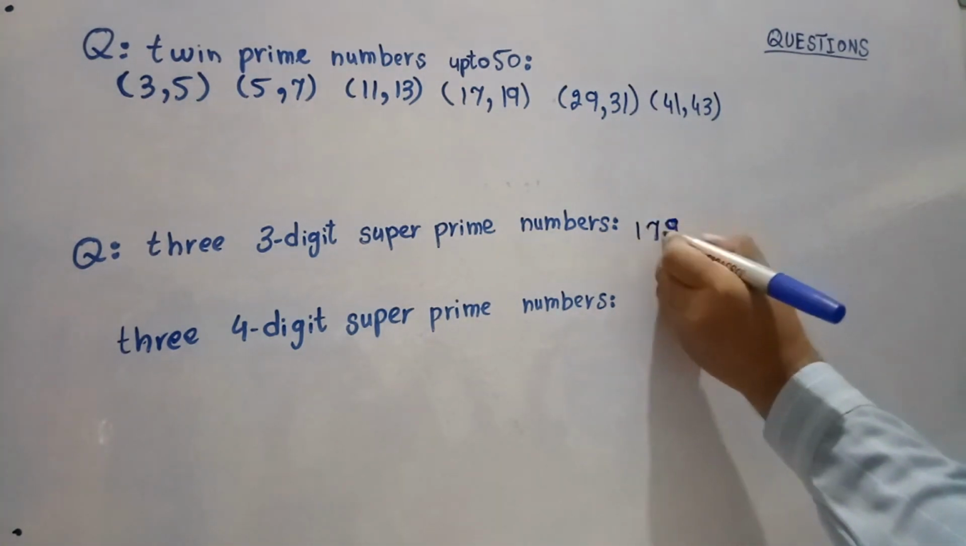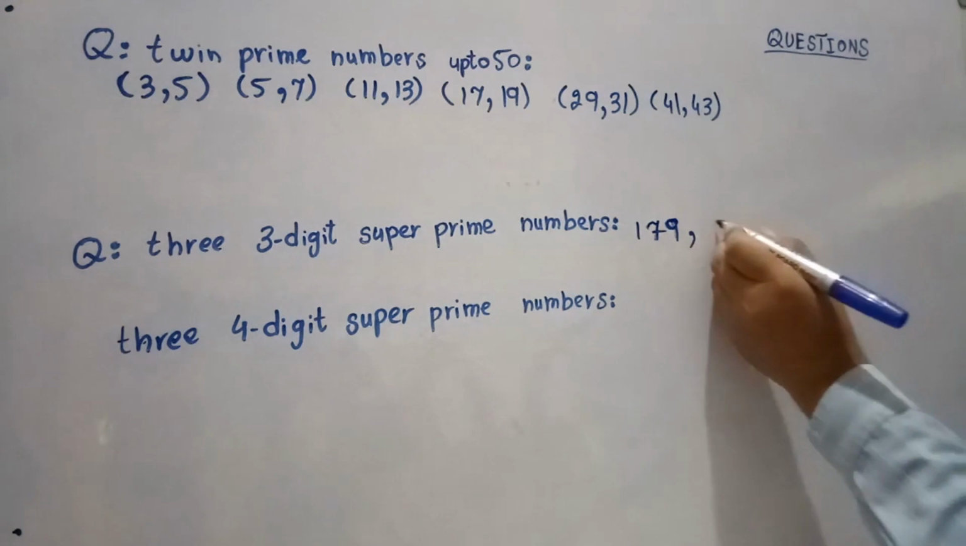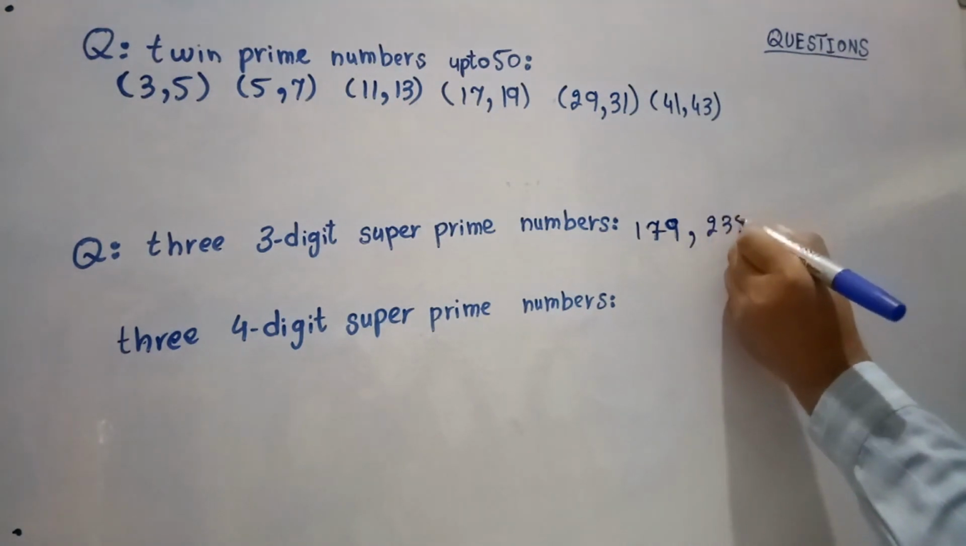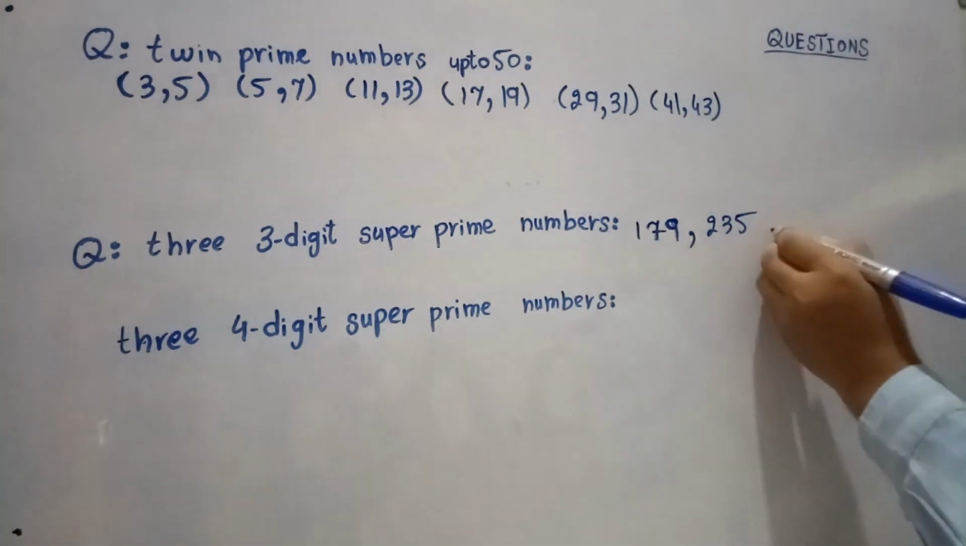All right, now our next super prime number is 235. So if we remove 5 from here, we are left with 23. It's a prime number. And then after removing 5, if I remove 3 from here, we are only left with 2, which is also a prime number. So 235 is also a super prime number.